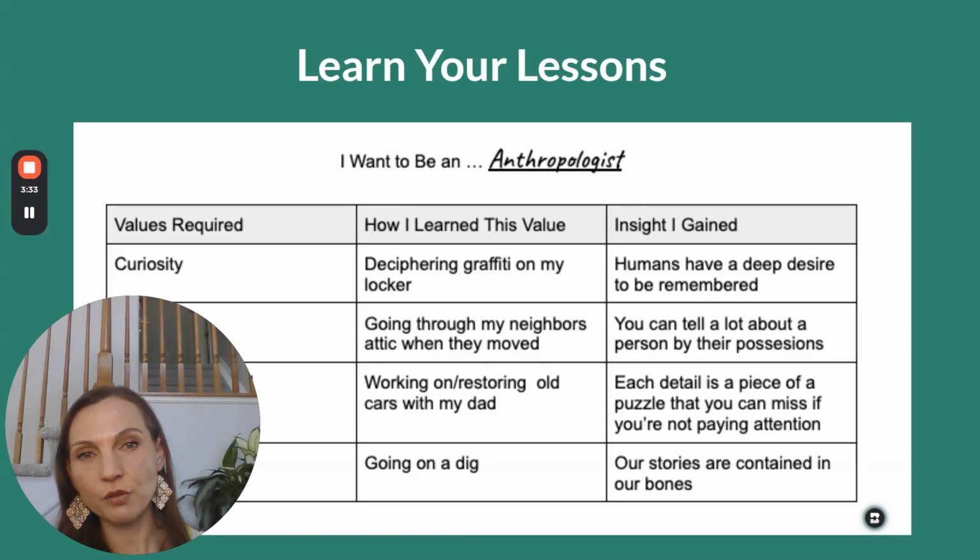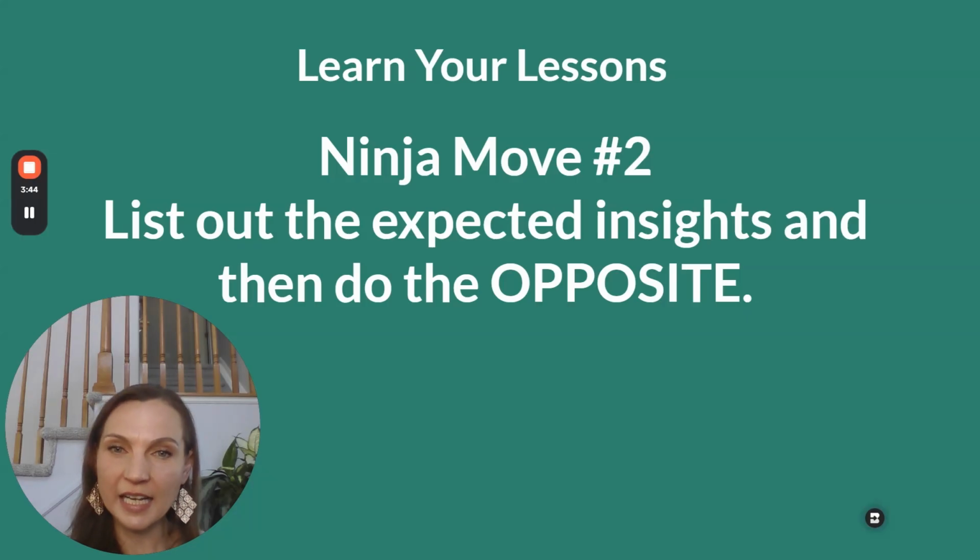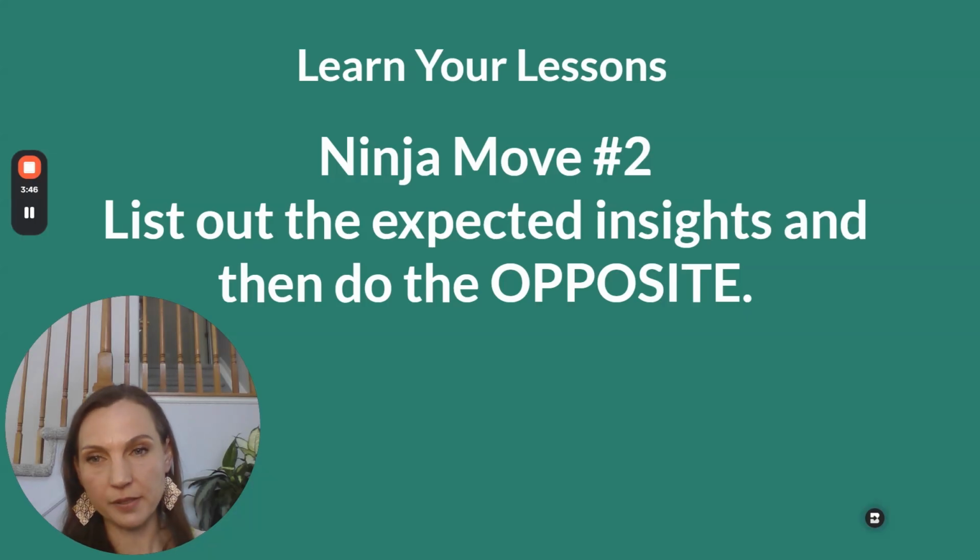Think about what you want to do in the future and work backwards from there. All right, next, ninja move number 2. You're going to list out the expected insights and then do the opposite.